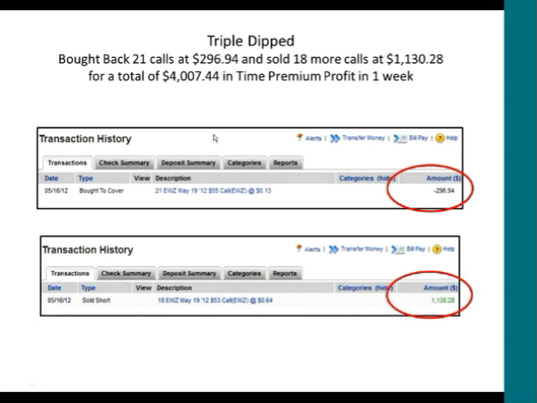And then, actually that week, I bought back those calls a second time, and I actually sold 3 premiums that week. So I was able to triple dip that week when the index was very weak.